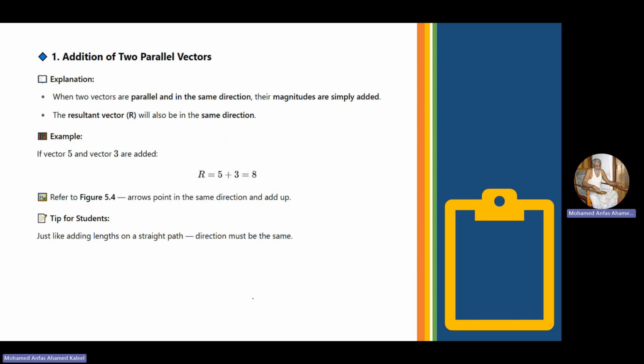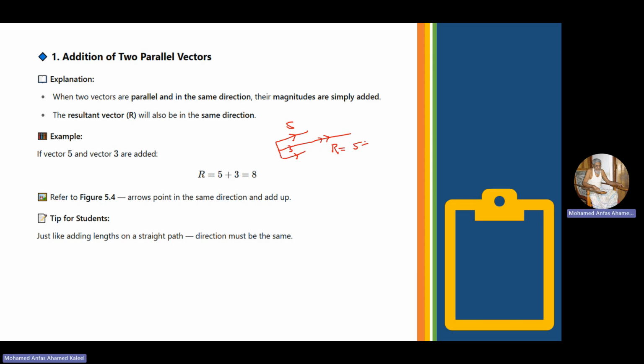Under this lesson, addition of two parallel vectors. Let's say there is a vector A whose magnitude is 5, with the direction like this. And in the same direction, there is another vector whose magnitude is 3. So the resultant vector is also parallel to both.